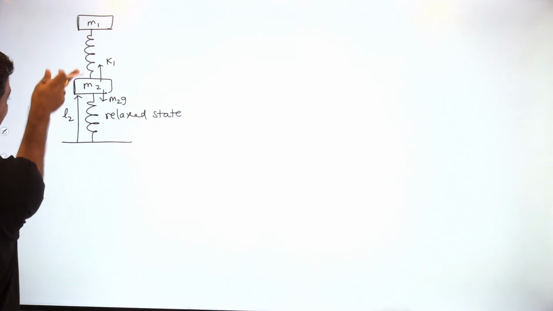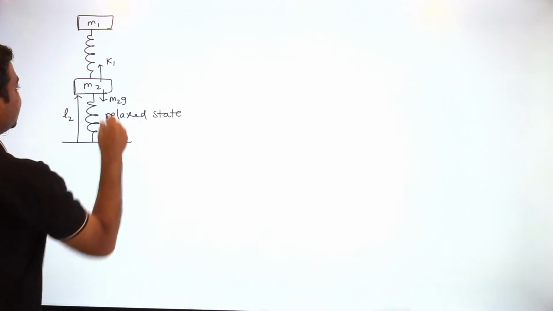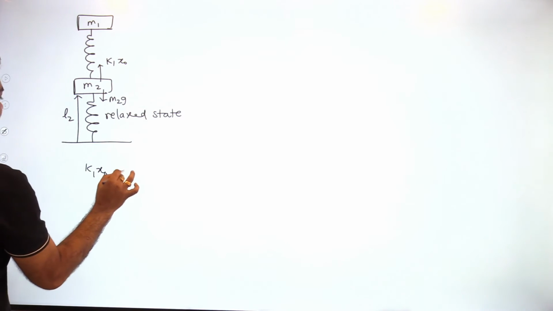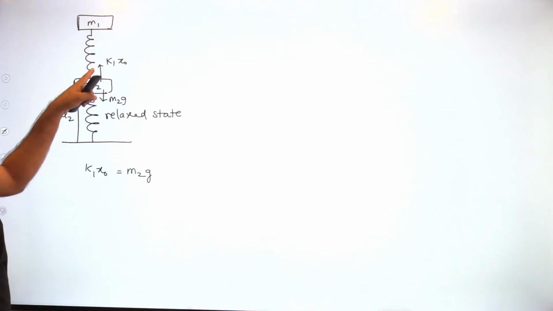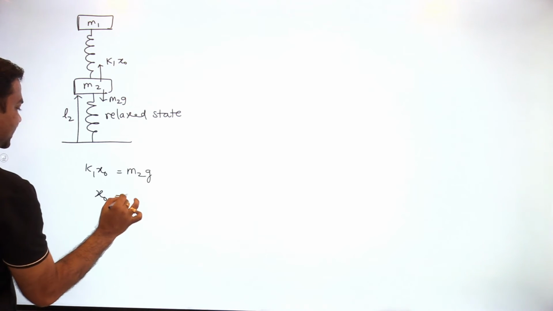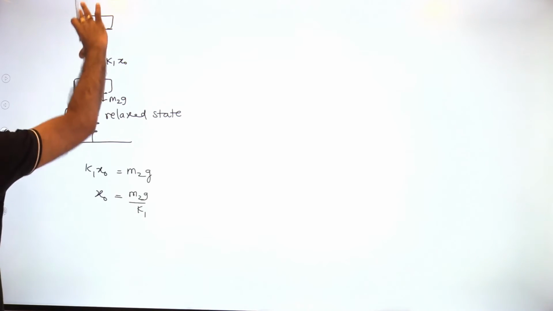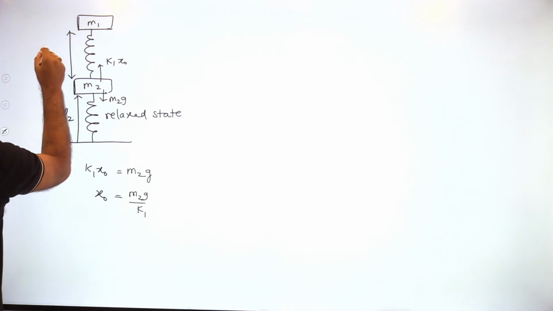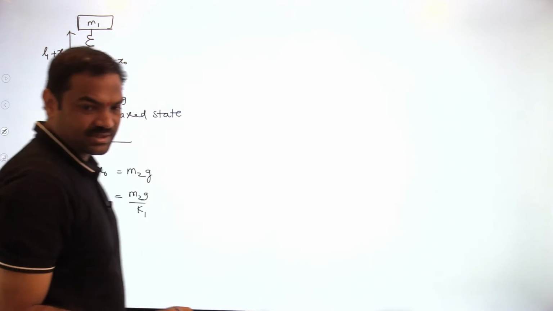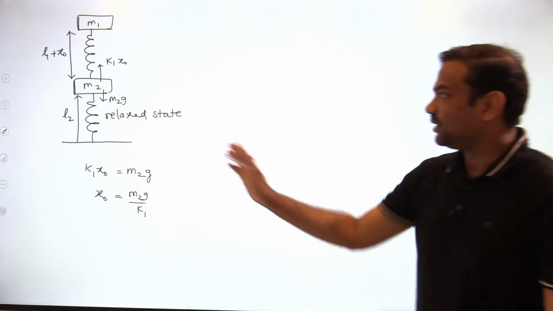So this spring has to extend. The length will be more than L1, which is K1 into some X0 I am writing. So K1 X0 should equal M2 g. When K1 X0 equals M2 g, the second spring will be in the relaxed state, no weight will act on it. So X0 equals M2 g by K1. That means the length of the spring is L1 plus X0. It is in the extended state. X0 value we already got.